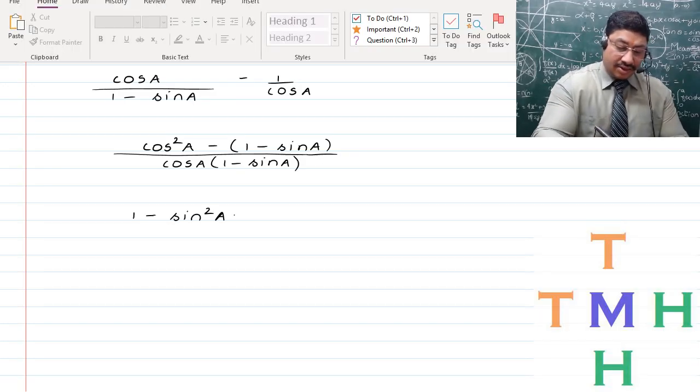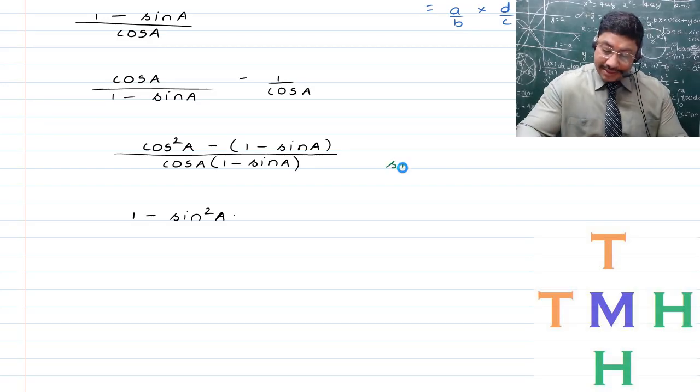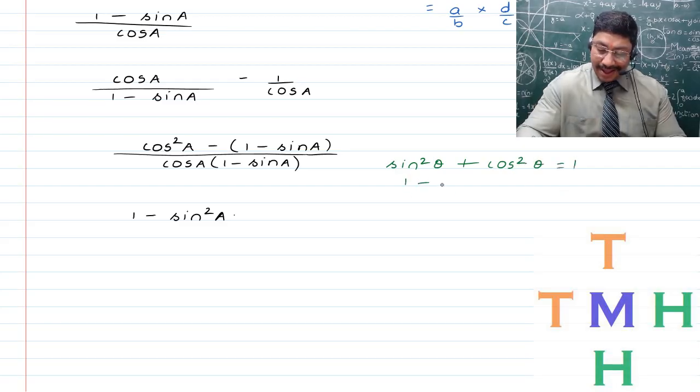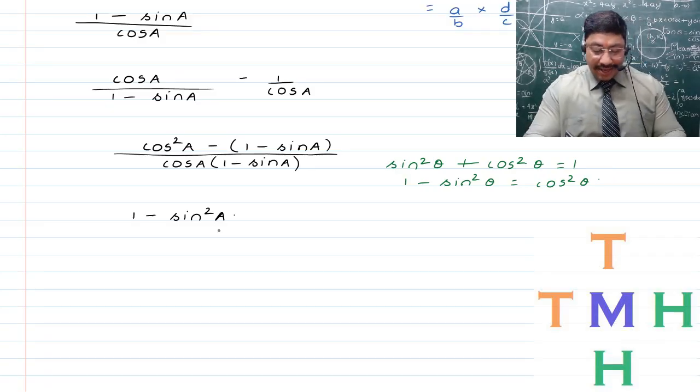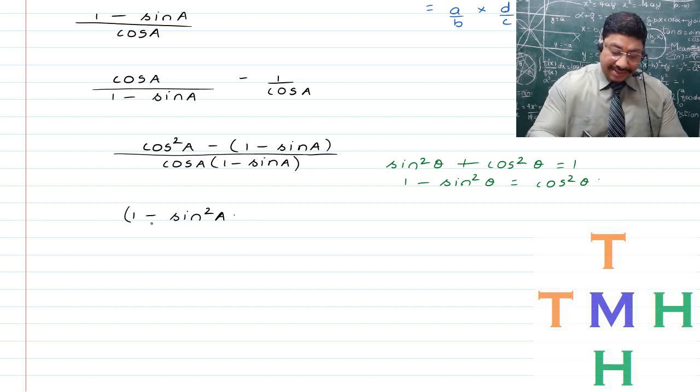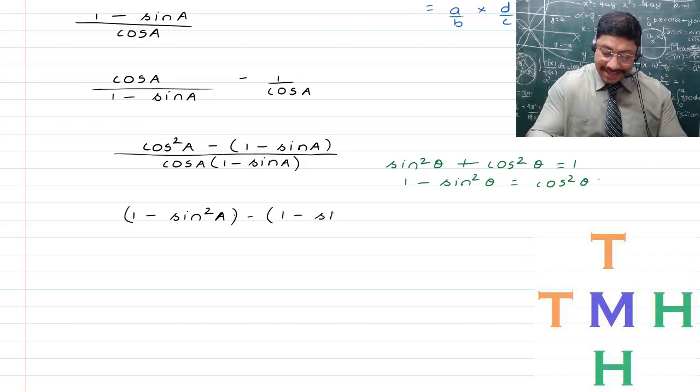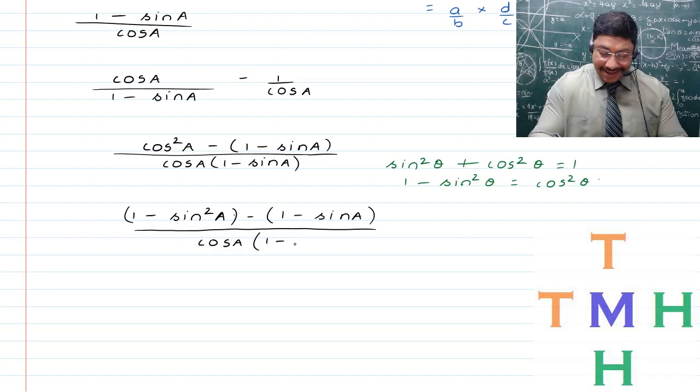Do remember that we have this formula that sine square theta plus cos square theta is equal to 1. As such, if you talk about 1 minus sine square theta, children, then that becomes equal to cos square theta. So as such here, 1 minus sine square A can now be written as cos square A, right? That is this, and we've replaced this value, and after this then we have minus times 1 minus sine A, right? And then further in the denominator we have cos A times 1 minus sine A.